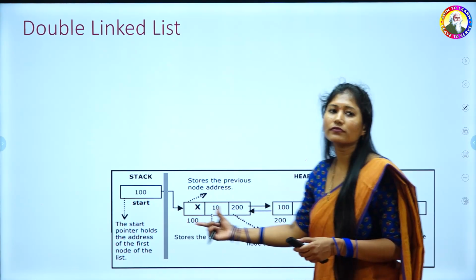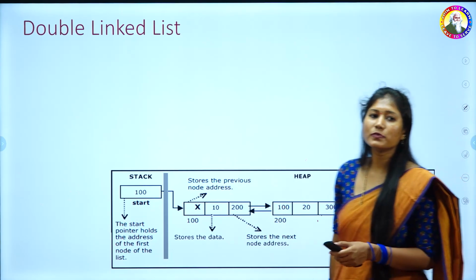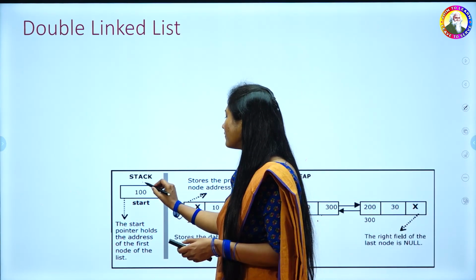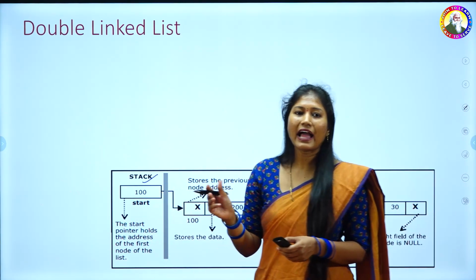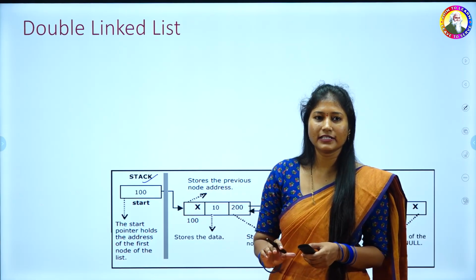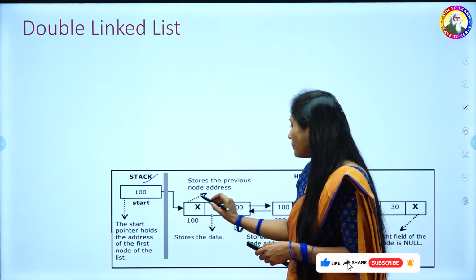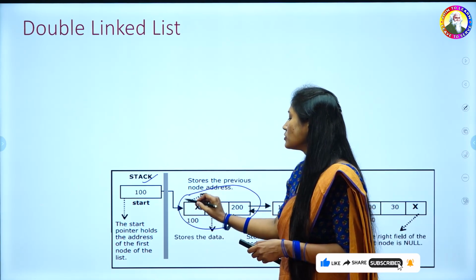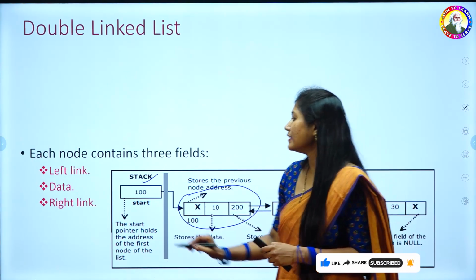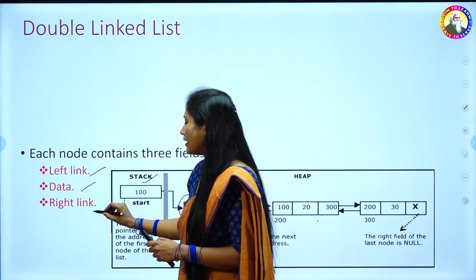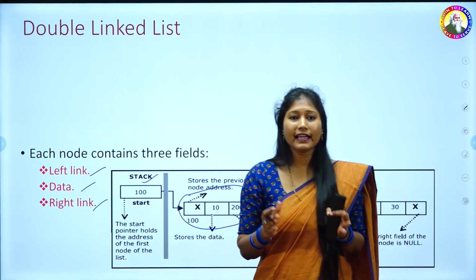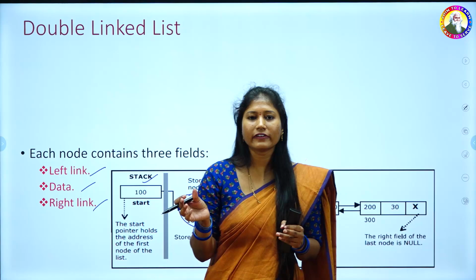This is the structure of the double linked list. If you observe this one, here also we are going to have the start pointer which will have the address of the first element, similar to the single linked list. Now, in a double linked list, every node is going to have 3 elements, that is the left link, data and the right link. Whereas in a single linked list, we used to have only the link and the data.